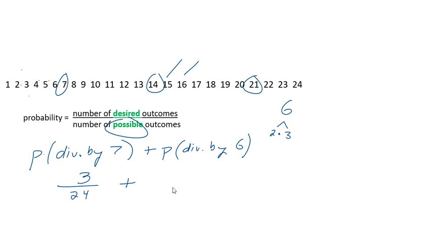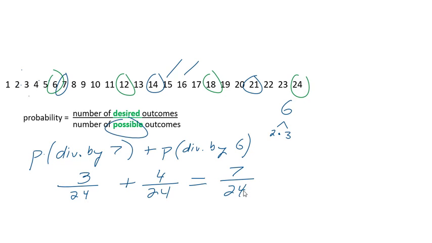And then we'll add to that the probability of selecting a number divisible by 6. Well, what are those? Those are the multiples of 6: 6, 12, 18, 24. The chances of selecting a number that's divisible by both 2 and 3. So that's 4 out of 24. And if we add all these up, 7 out of 24 is our answer.